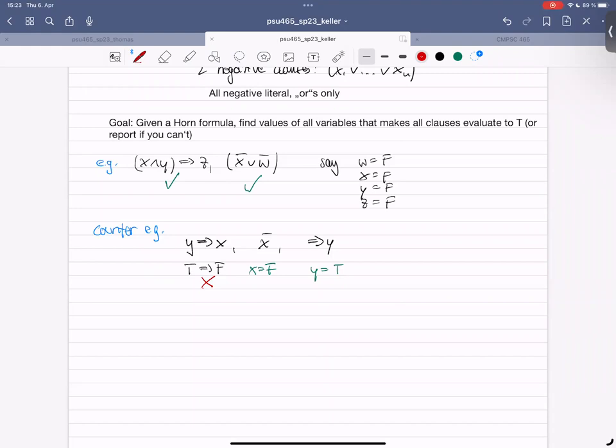They do this because the only way an implication can be false is if the left-hand side is true, but the right-hand side is false. And the right-hand side is always a single variable in Horn formulas. So you only have to set this one variable on the right-hand side to true, and you're making that implication happy, okay? And this is the entire idea for this algorithm. So we start by setting everything to false. Then we only set a variable to true if we really have to, if an implication says that you need to.